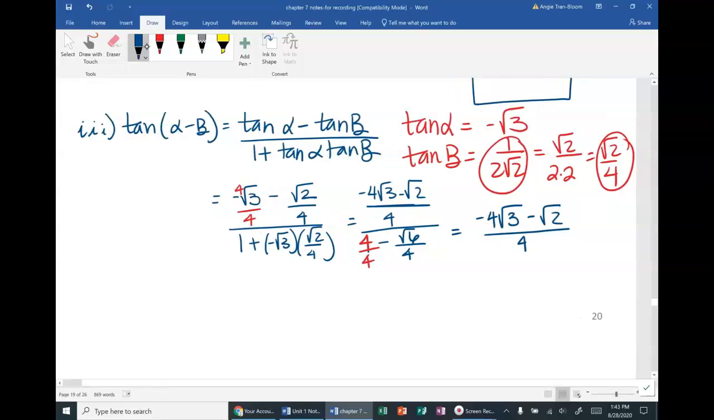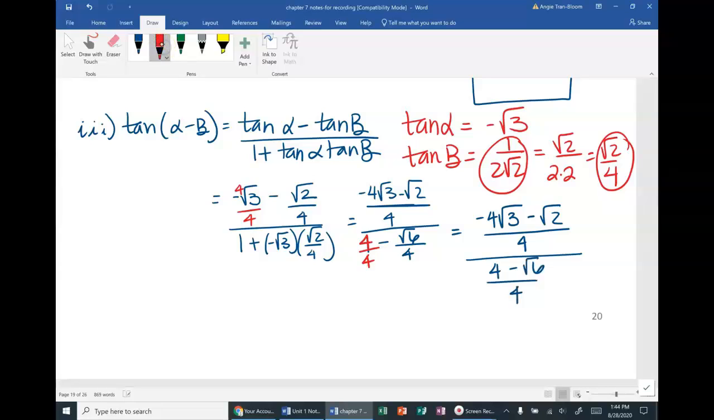Okay, I'm going to move my page over. Divided by 4 minus rad 6 all over 4. Now as you can see, I can get rid of these right away. I don't need to worry about them because when you're dividing, those are exactly the same. You can cancel those. Now if you want to change it to multiplication and flip the denominator, you can see that will also cancel that out. So all I now have is negative 4 radical 3 take away radical 2 all over 4 minus radical 6.